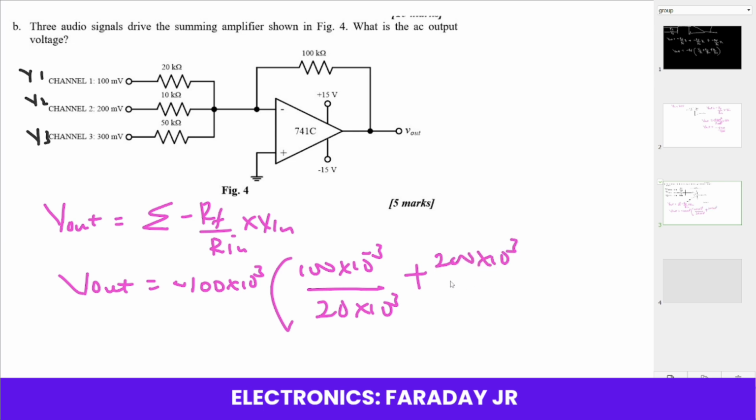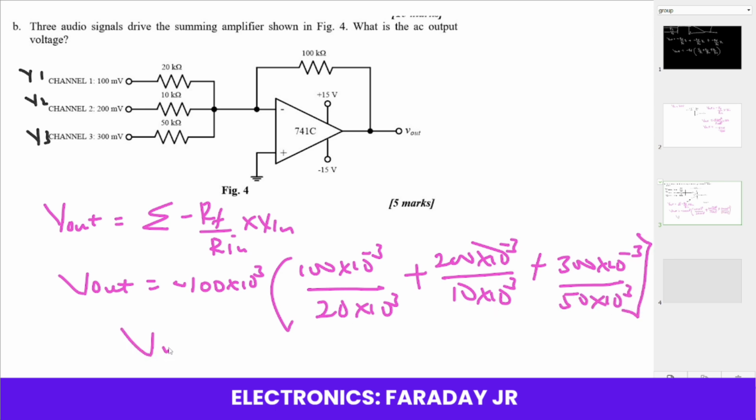Times 10 raised to the power minus 3 divided by R in, which is 10 times 10 raised to the power 3, plus, finally we have this minus 3. We have V in, which is 300, right? Times 10 raised to the power minus 3 divided by 50 times 10 raised to the power 3. Okay, so it means that the output will finally be equal to minus 3.11 volts at the output.